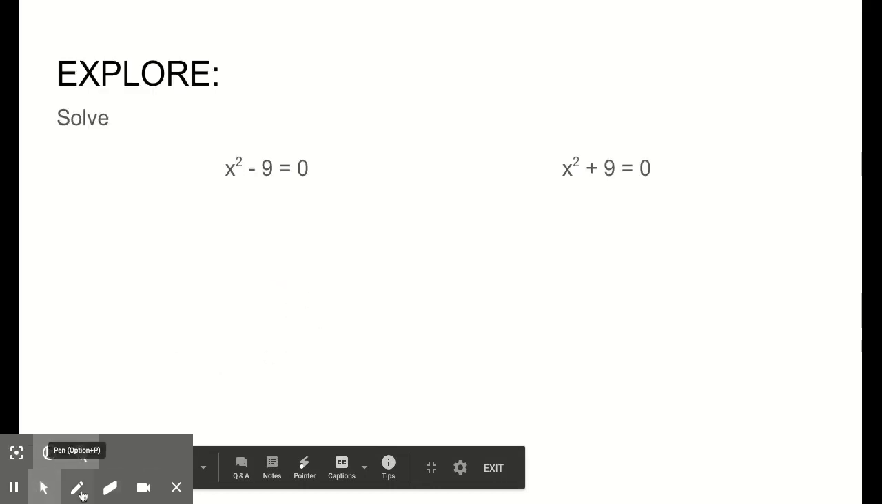Now, before we get to our guided practice problems and our vocabulary, I want to take a look at these two equations and just give us some context as to what we're going to be looking at with our complex numbers today. For the first equation, we have x squared minus 9, and we're solving. Our goal is to isolate the x to get x by itself.